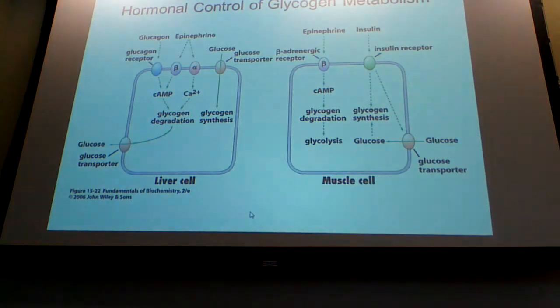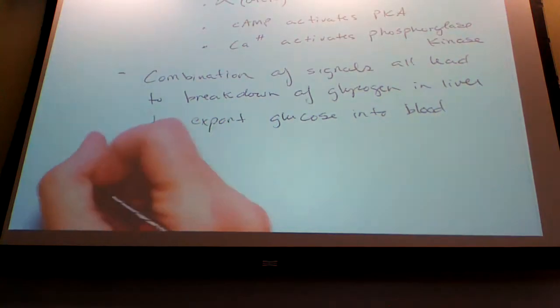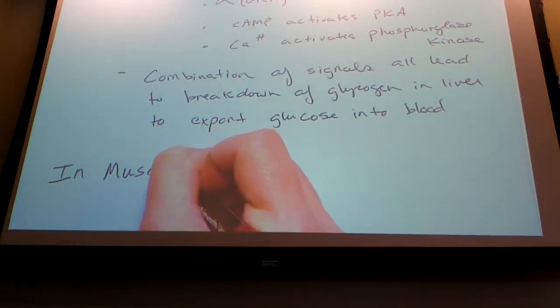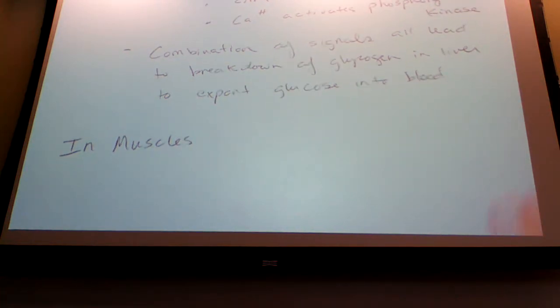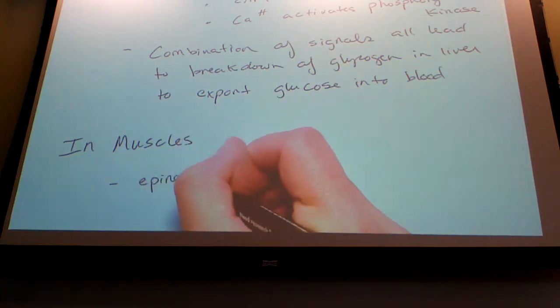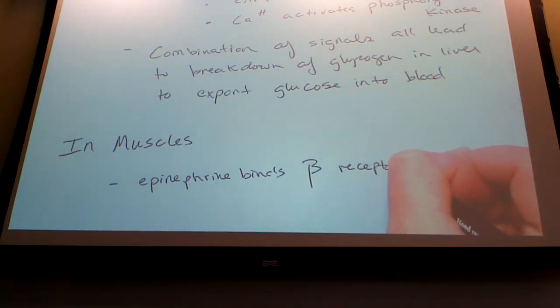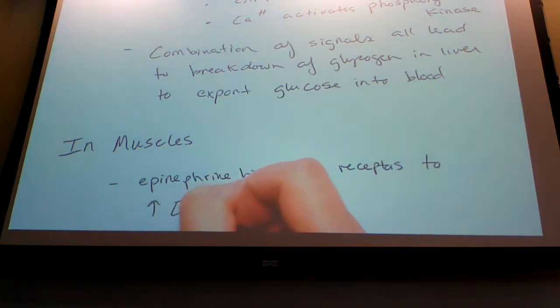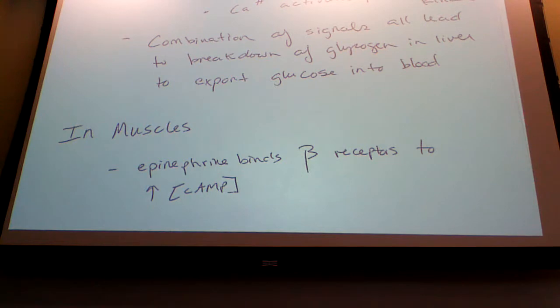Okay, but now I've got the muscle cell. So in muscles, epinephrine binds beta receptors to increase our cyclic AMP. And that's really the only big thing there. So there's no glucagon receptor on muscle cells. It's something that's just on the liver cell.